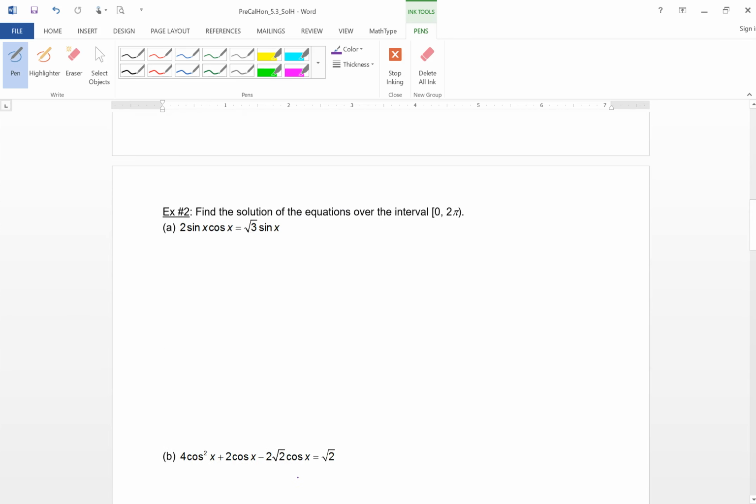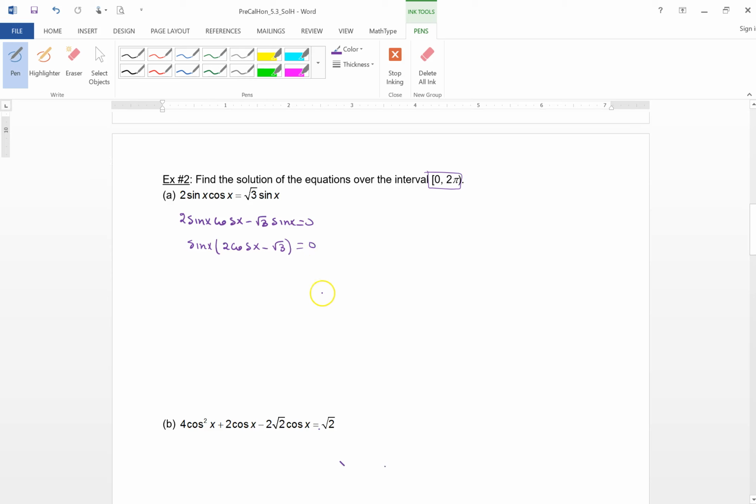For the next one, we'd like to solve only over the interval 0 to 2 pi. So I'm going to take the root 3 sine x to this side, equals 0. Notice you can factor out a sine x. Now at this point you solve it just like you would any equation that you factored. Basically sine of x equals 0 independently, and 2 cosine x minus root 3 equals 0.